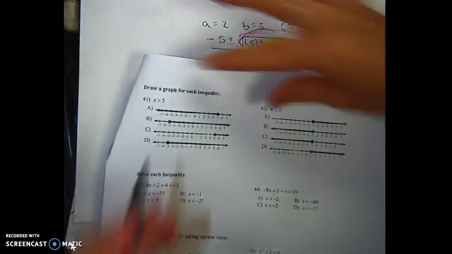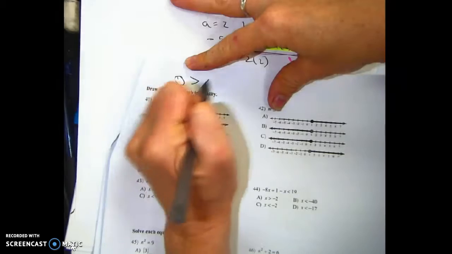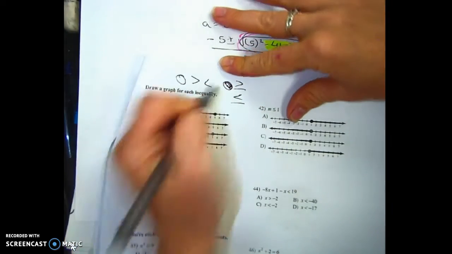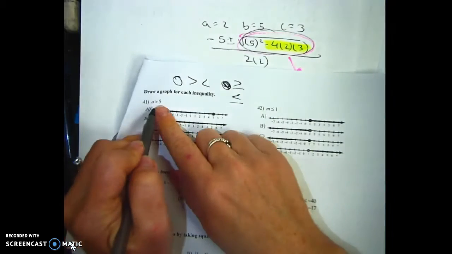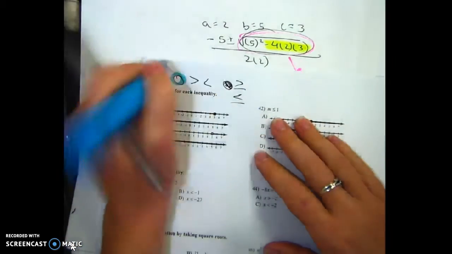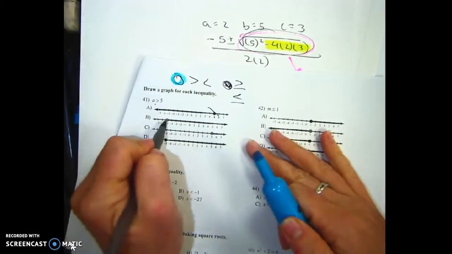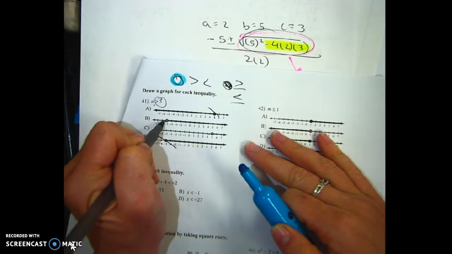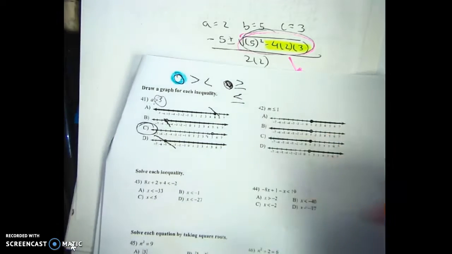We went over this a little bit before, but if it's like this, it's greater or less. If it's a closed circle, it's greater than or equal to or less than or equal to. Since this is greater than, we're looking for an open circle. So that's closed, open, open, closed. The number 5, that's negative 5, and that's positive 5. So let's see.